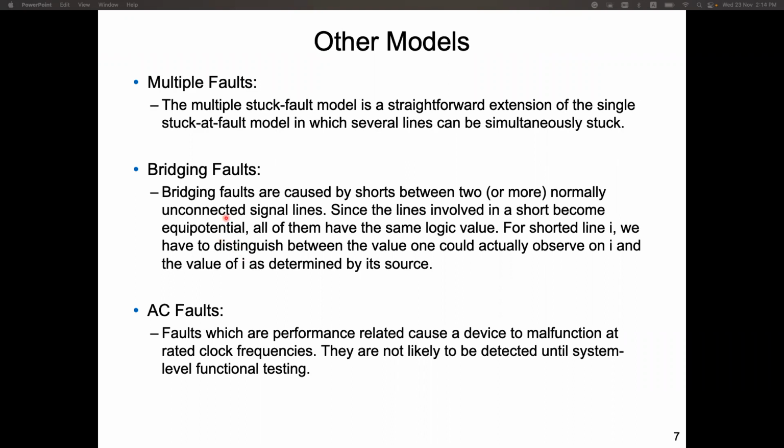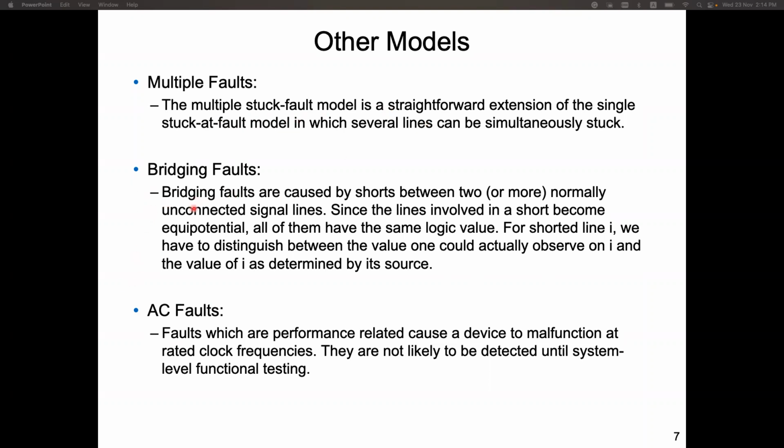There are other fault models. We have the multiple fault model, which assumes there are multiple stuck-at faults in a circuit. This is a straightforward extension of the single stuck-at fault model.